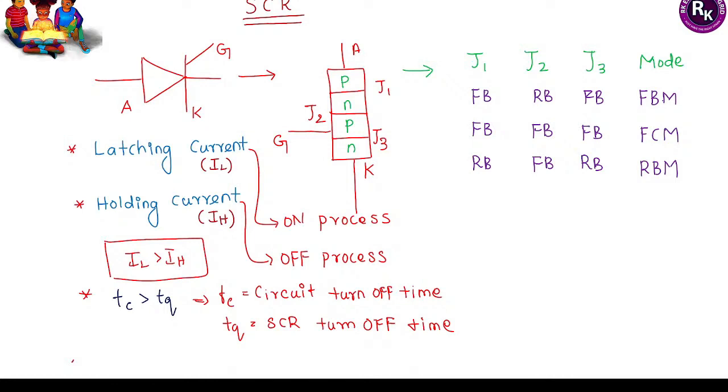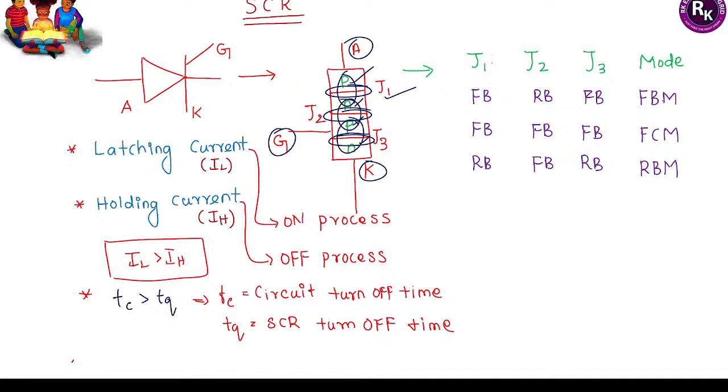We know it has four layers: P, N, P, N. Here I have taken the P, N, P, N structure. It has three junctions: junction 1, junction 2, junction 3, and it also has three terminals: anode, gate, and cathode. Based on the junctions, in each junction you can observe a diode structure: PN in junction 1, NP in junction 2, and PN in junction 3. So totally there are three diodes we observe in the internal structure of the SCR.